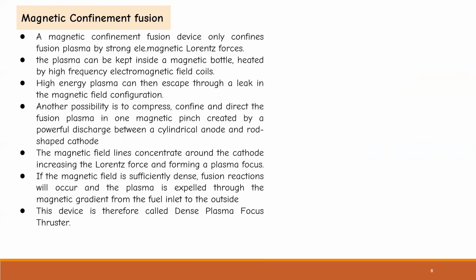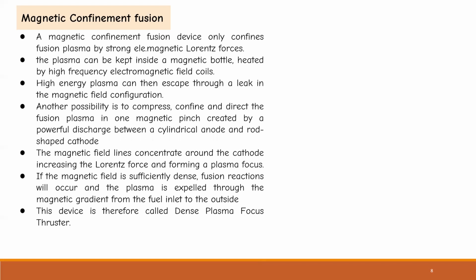Now, magnetic confinement fusion. A magnetic confinement fusion device confines fusion plasma by strong electromagnetic Lorentz forces. The plasma can be kept inside a magnetic bottle heated by high frequency electromagnetic field coils. High energy plasma can then escape through a leak in the magnetic field configuration. Another possibility is to compress, confine, and direct the fusion plasma in a magnetic pinch created by a powerful discharge between a cylindrical anode and a rod-shaped cathode.